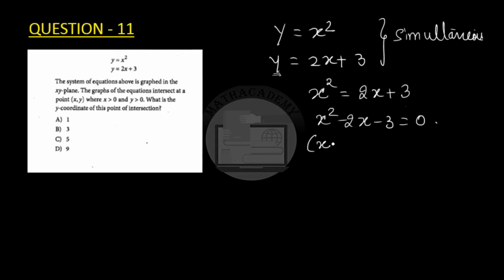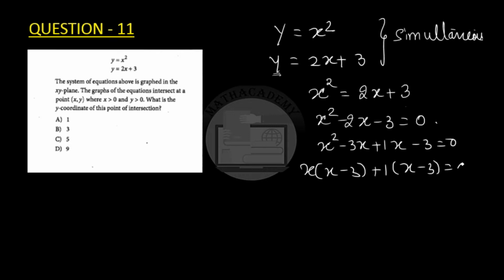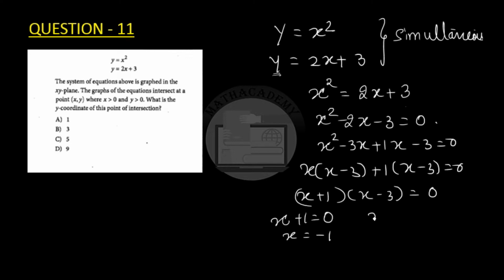So when I factorize this, I get x square minus 3x plus 1x minus 3. I take out x common, the splitting the middle term technique. And on factorization, I got x plus 1 into x minus 3 equals 0. So there are two values of x here. x is negative 1, which we obtained by putting x plus 1 as 0, and x minus 3 is 0, so x is equal to 3. So these are the two values of x.